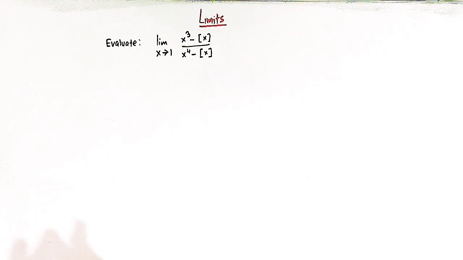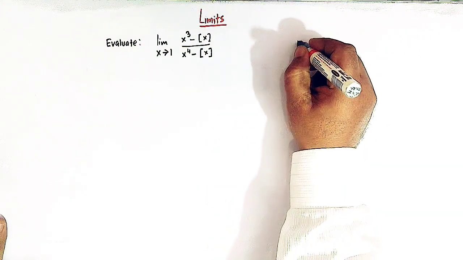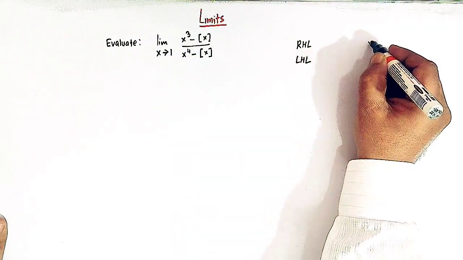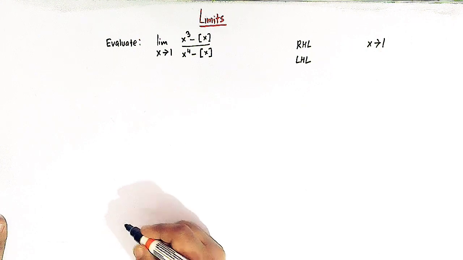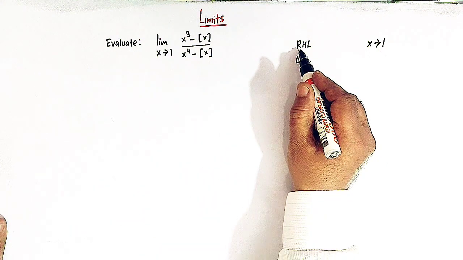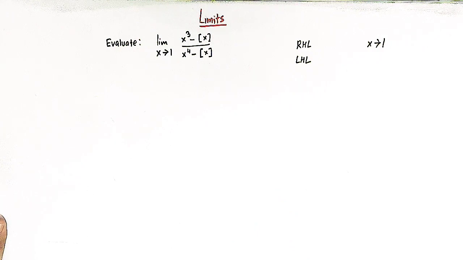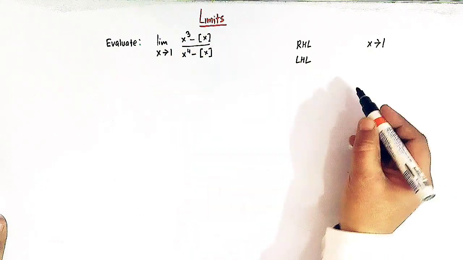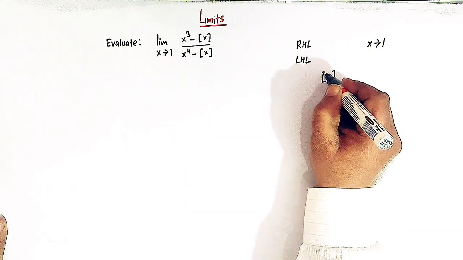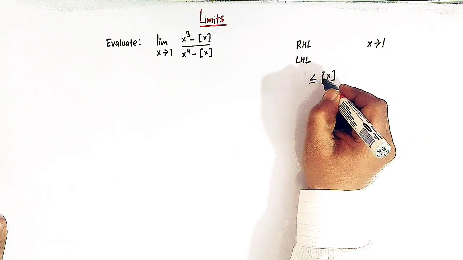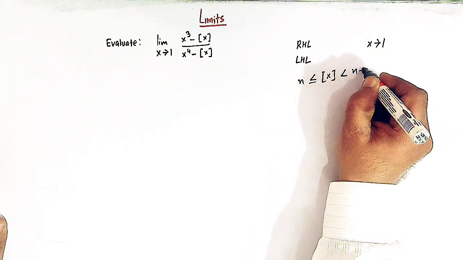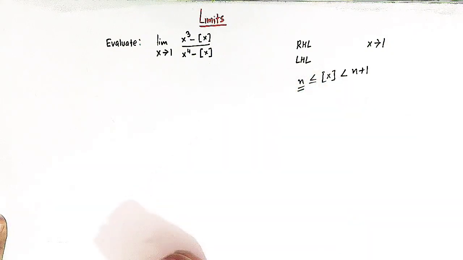So for the existence of limits, we'll find out the right hand limit and the left hand limit of this function when x tends to 1. First we'll find out the right hand limit and then the left hand limit. Now before finding out the limits, let us quickly revisit the function, greatest integer of x. Greatest integer of x is defined as: greatest integer of x is n when x is greater than or equal to n and less than n plus 1, where n is some integer.